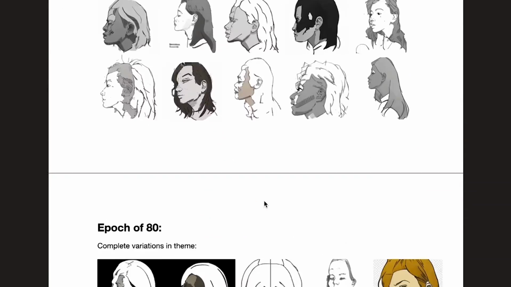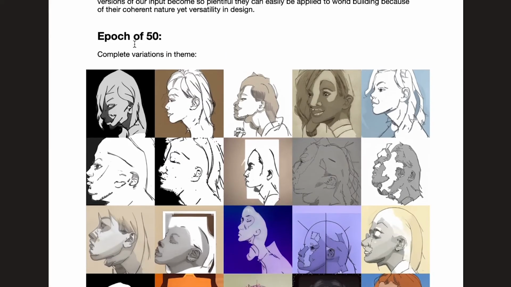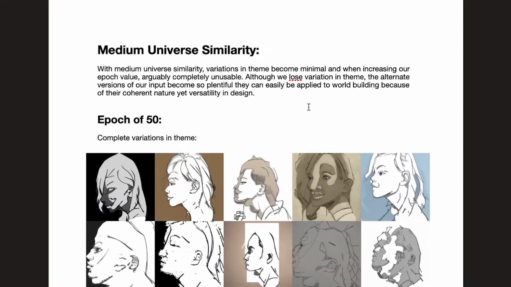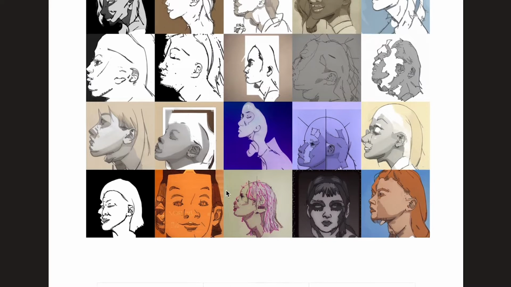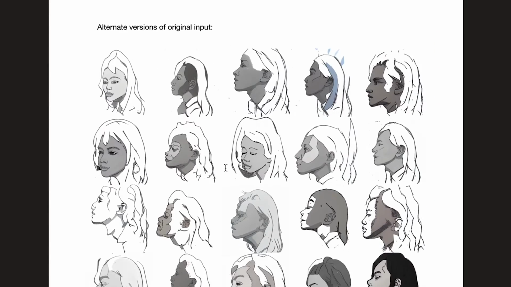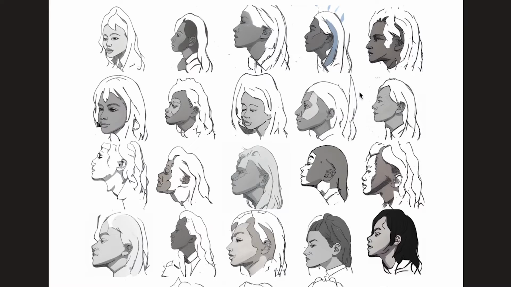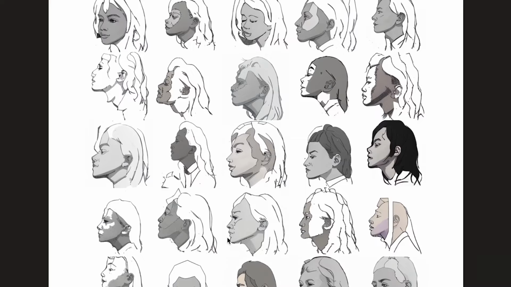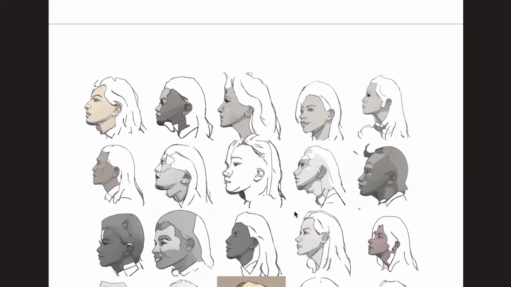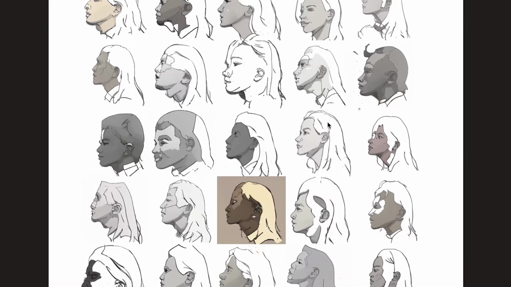And this becomes more apparent as we rise into a medium universe similarity. So at a medium universe similarity, you'll start to notice our variation in theme is drastically decreasing. I don't even have as many examples anymore. But the variation, or rather the alternate versions of our original input, they're still very much characterized, still very much usable, still give us this sense of iterative design in terms of world building and character design. We're even getting a lot of variation in skin color, in race, sort of, in gender.